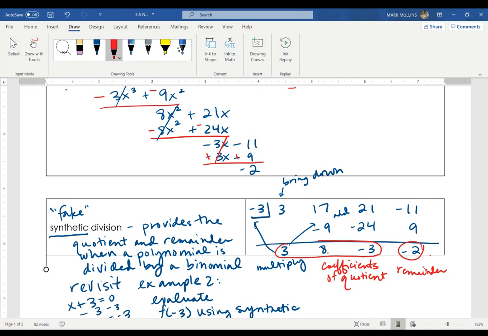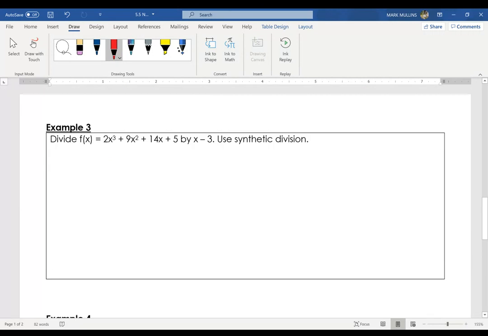So we're going to look at this some more. So let's go on to the next page. We are using synthetic again. It says x minus 3. So remember, it means we're actually going to be using the opposite. So we're going to be using x equals 3. So I'm going to put a 3 right here. My coefficients are 2, 9, 14, and 5. And I'm just checking cubed, squared, x, constant, so they're in descending order. Draw my line. I'm going to switch mark colors again.